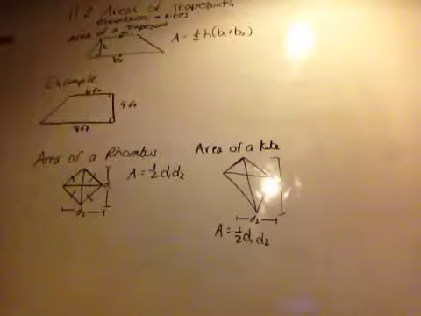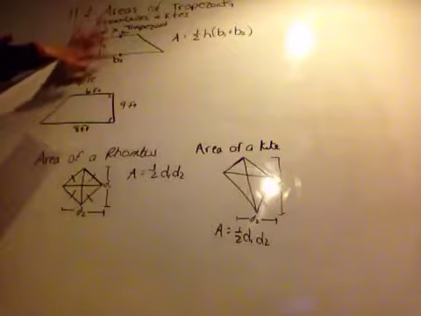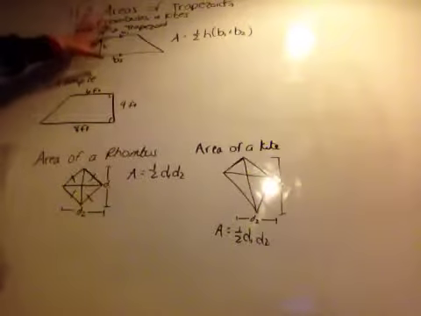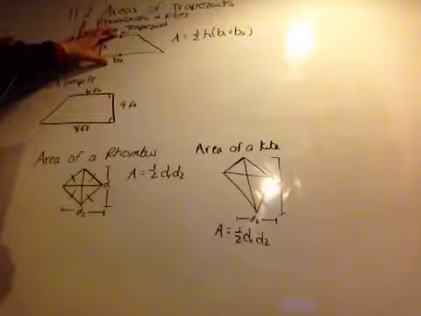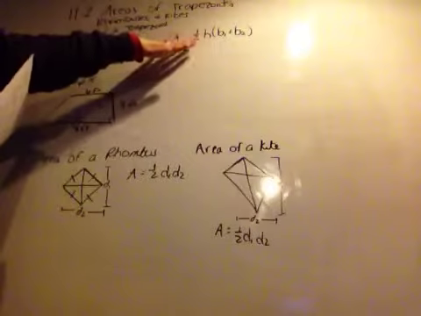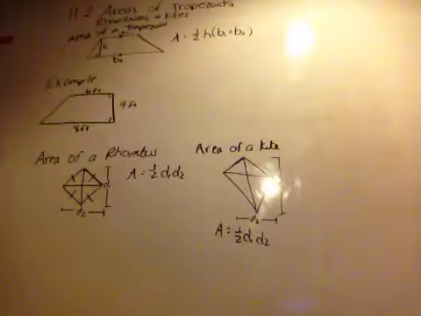Section 11.2, areas of trapezoids, rhombuses, and kites. So the area of a trapezoid is 1/2 the product of the height and the sum of the lengths of its bases. So we have base 1 and base 2. I always like to think of it that you're going to add the two bases together and divide them by 2, because you're going to find the average of the bases and then multiply by the height.